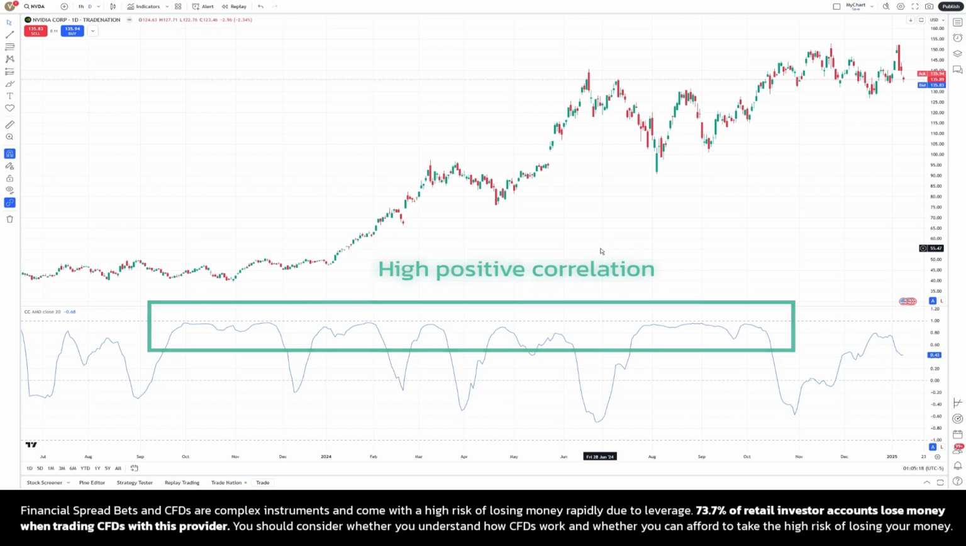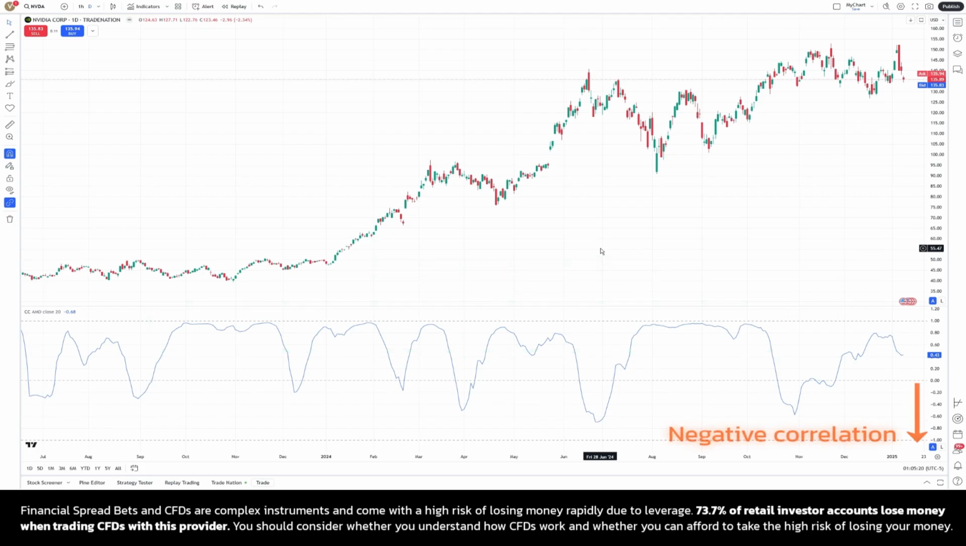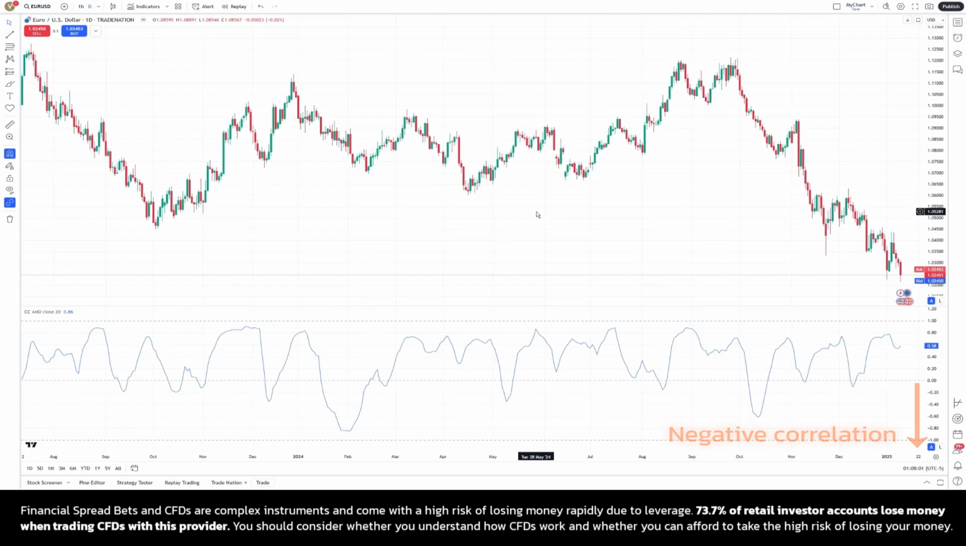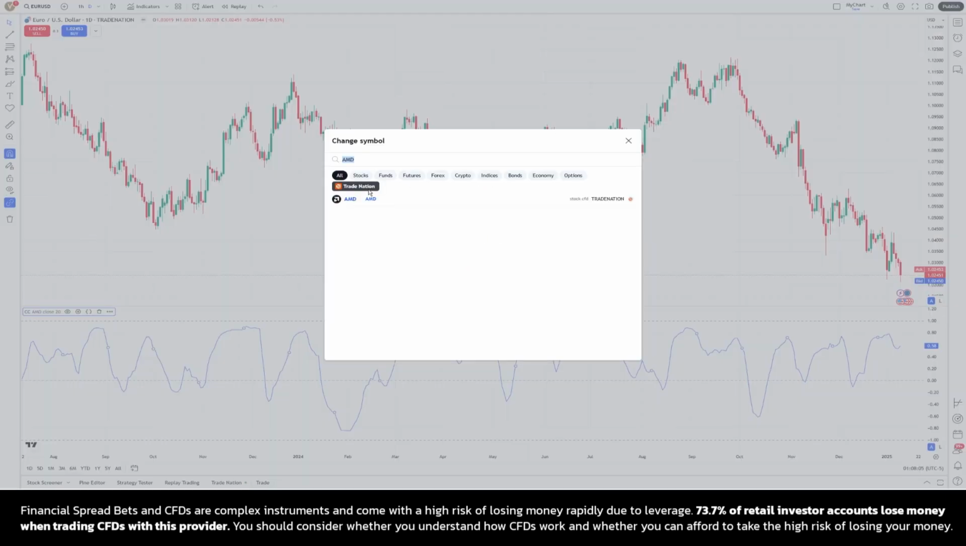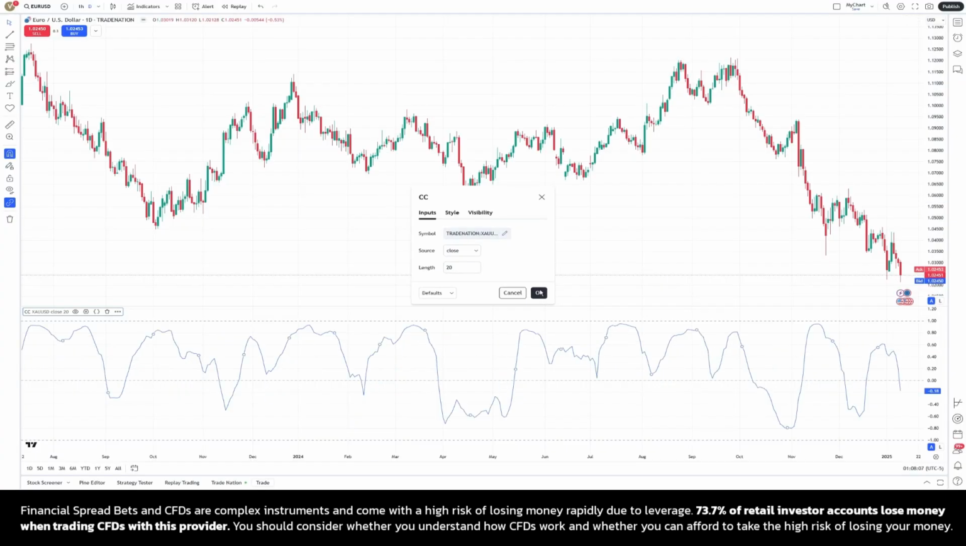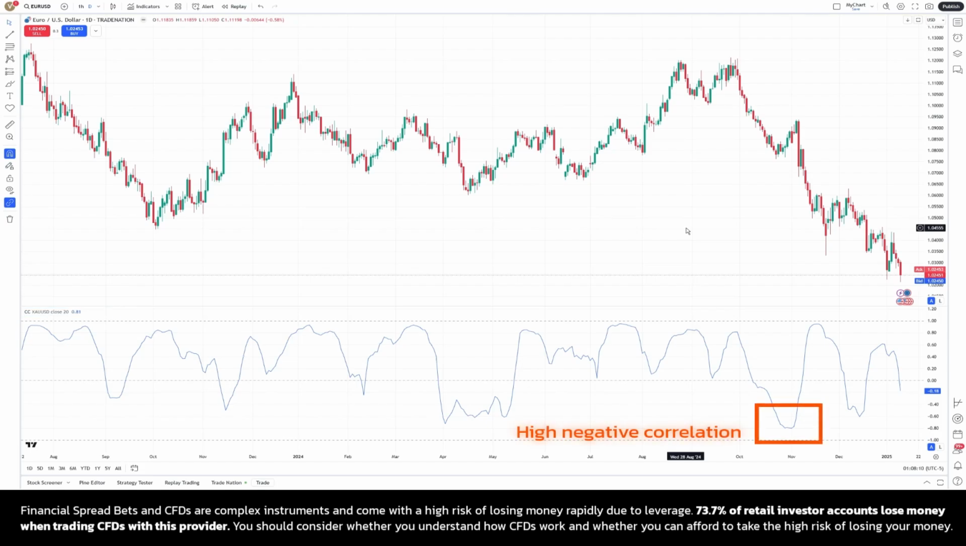On the other hand, a negative correlation with values closer to -1 indicates that the assets typically move in opposite directions. An example of this might be the inverse relationship between gold and the euro during certain market conditions.